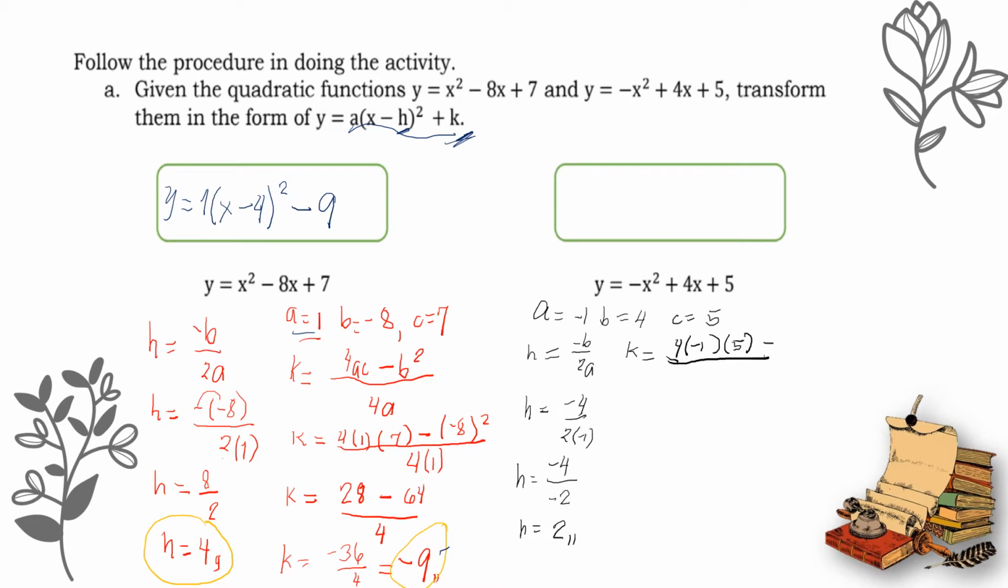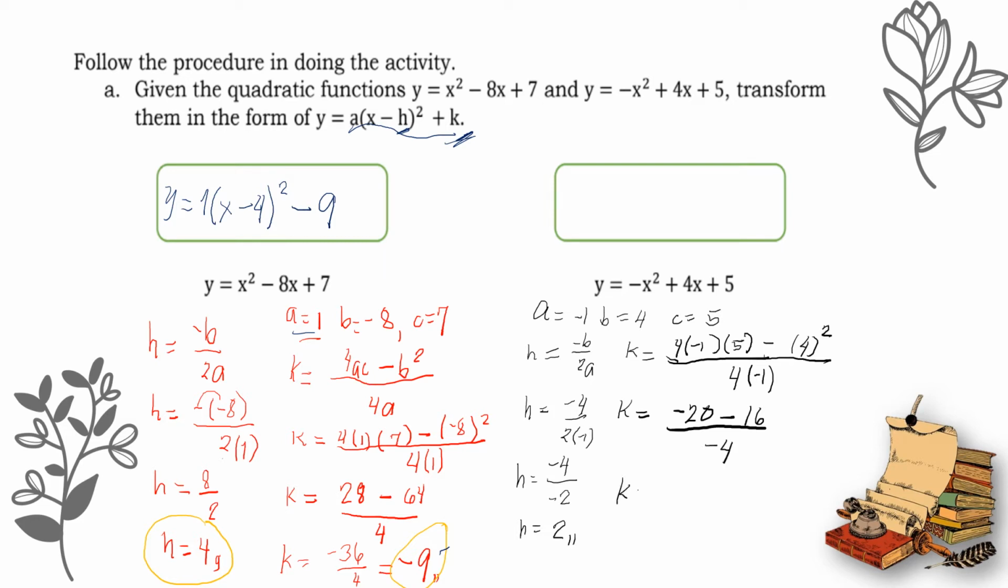Minus b squared, minus 4 squared, divided by 4 times, ang a po natin ay negative 1. So, simplify po natin. k now is equal to, pag sinimplify po natin, 4 times negative 1, that is negative 4 times 5, that is negative 20. And then, negative 4 times 4, that is positive 16. 16 times negative, that is negative 16. 4 times negative 1, that is negative 4.